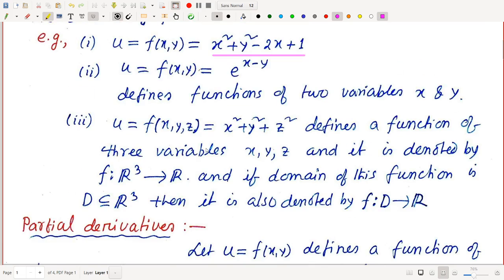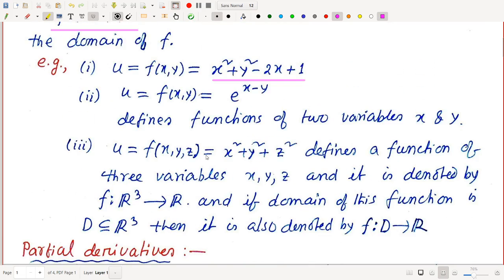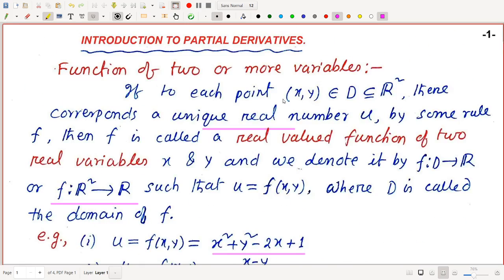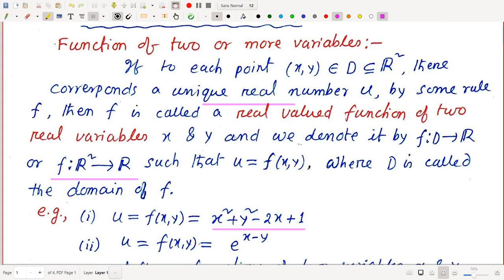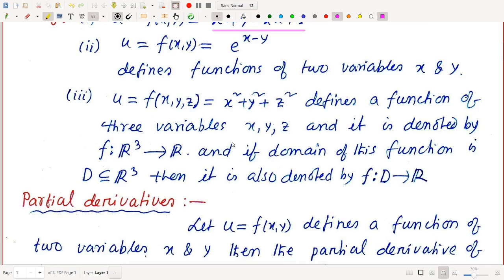So the formal definition of a function of three variables will be like that. If to each point (x, y, z) belonging to D, a subset of R cube, instead of R square it will be R cube, there corresponds a unique real number u by some rule f, then this f will be called a real valued function of three real variables instead of two. The three real variables are x, y, z, and it will be denoted by this symbol, where D is the domain of the function.